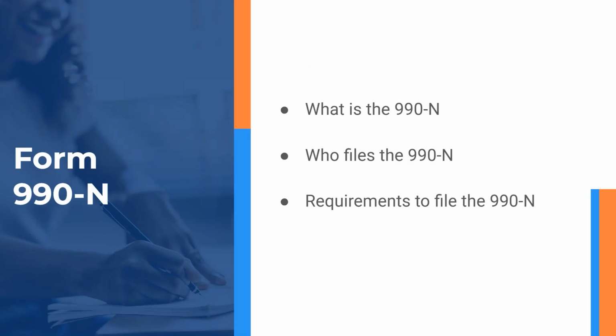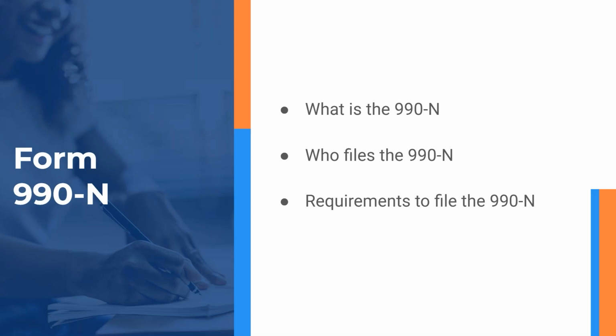So let's talk about the 990N. It's the easiest of the 990 forms. It's for organizations with gross receipts less than $50,000. There is no financial information required to be entered on this form, only your organization's information. While it only takes a few minutes to file, it will not reflect any information about your organization's work or financials.